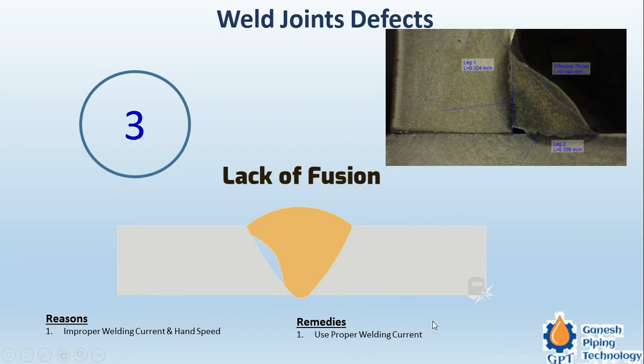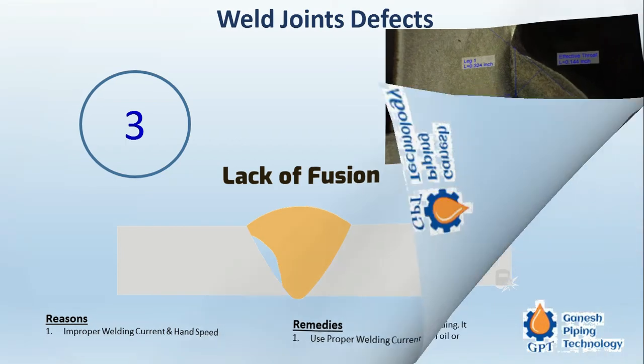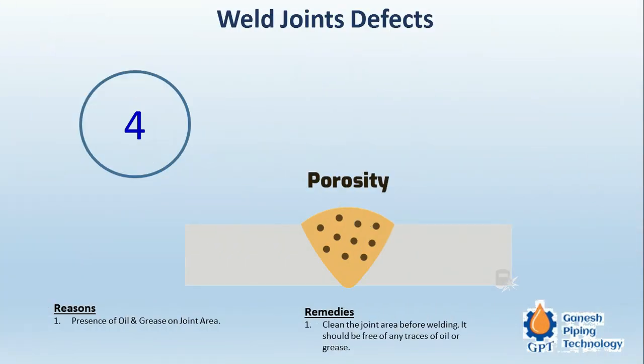So to avoid this, we have to use the proper hand speed, and at the same time the right welding current, depending on the plate thickness and the electrode thickness. Now moving to the fourth defect, that is porosity.